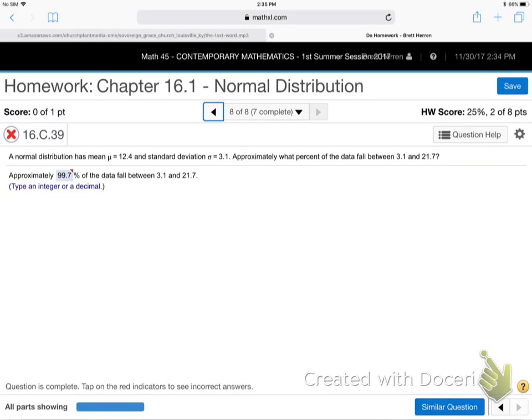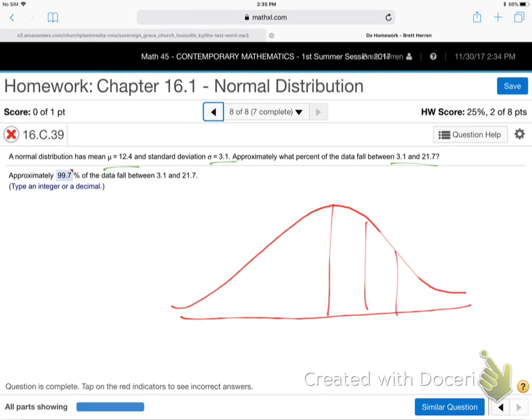Okay, so normal distribution, mean 12.4, standard deviation 3.1, what percentage is between 3.1 and 21.7? Same thing. Like every problem, we need to draw the bell-shaped curve again and again. Let's draw the bell curve. So here's the middle, 1, 2, 3 jumps to the right, 1, 2, 3 jumps to the left. This time, I'm not going to put the mu's everywhere. They gave me the mu. What is the mu? 12.4. So I'm just going to write 12.4 right there.